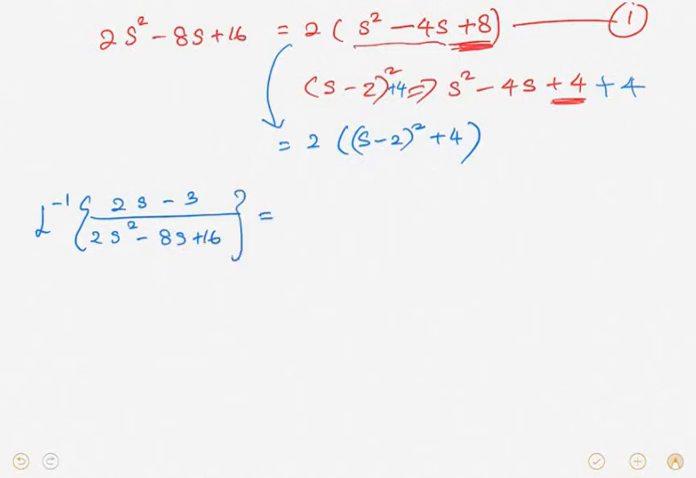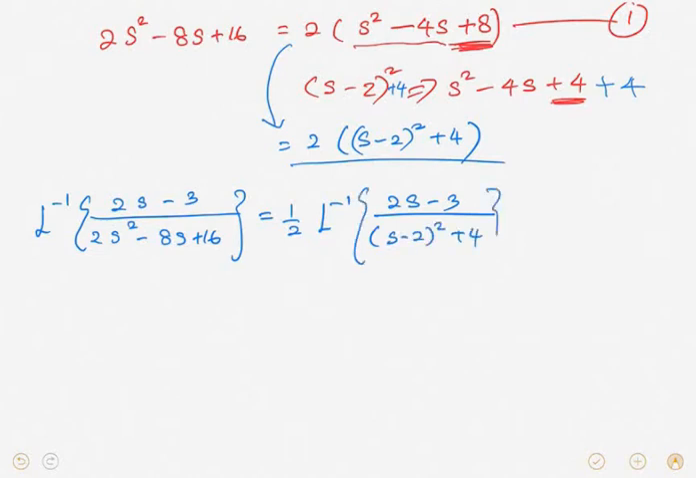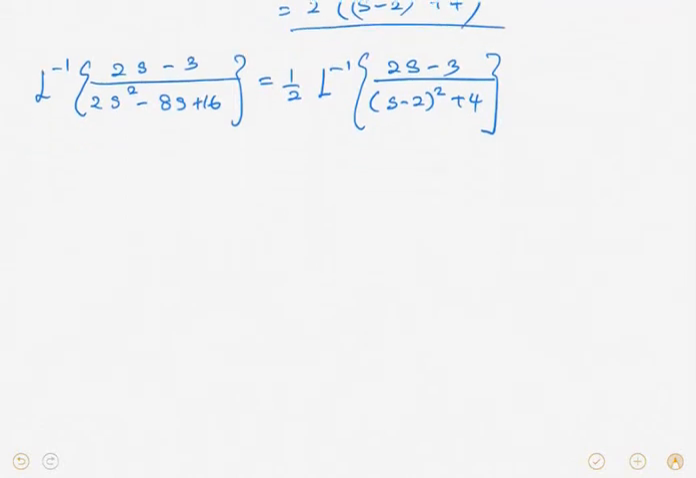We change a new answer. So this one, what we obtain here is 1 over 2 inverse Laplace transform of the 2s minus 3 divided by s minus 2 square plus 4. Okay.